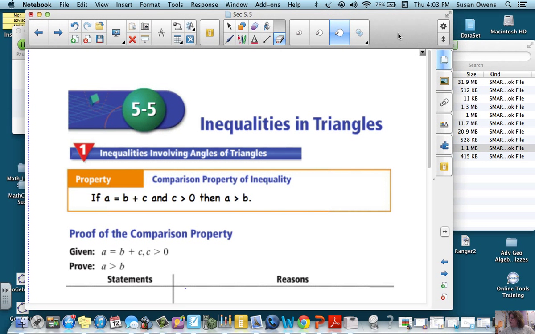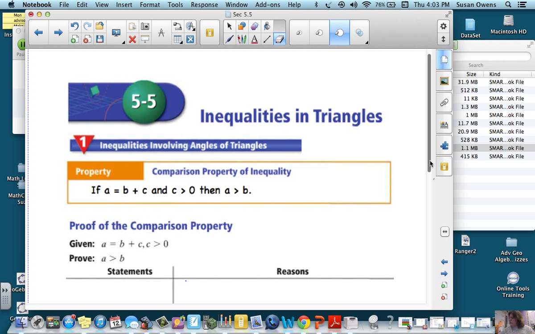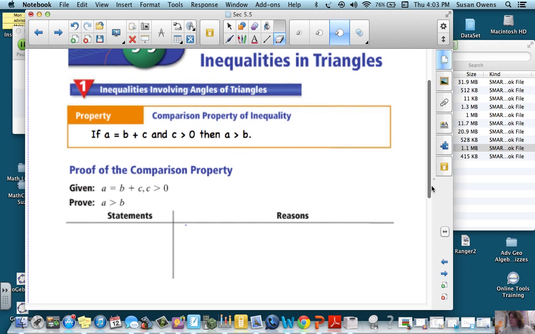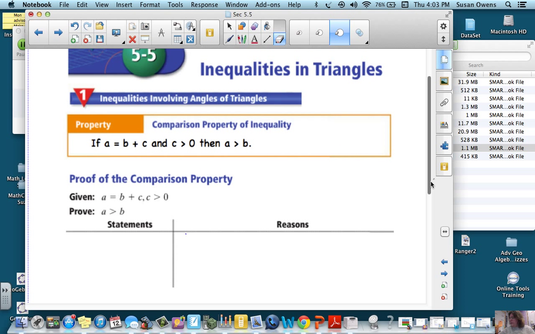Today's video is for Advanced Geometry, Chapter 5, Section 5, Inequalities in Triangles. So we start out with a property that can be used in geometry but is really based in algebra. It says that if A is equal to B plus C and C is greater than 0, then A has to be bigger than B.